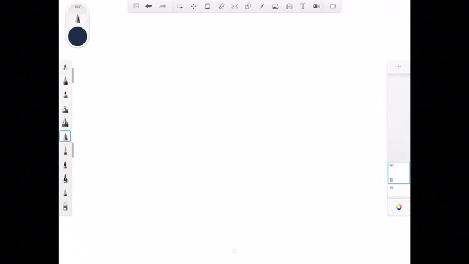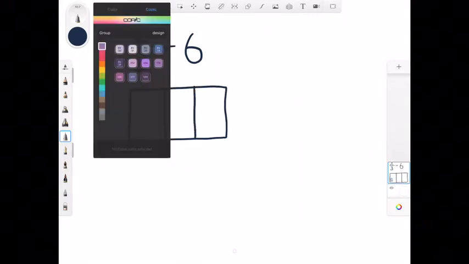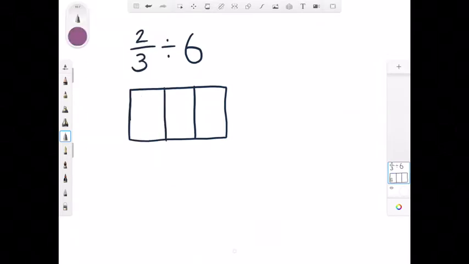So let's say we have 2/3 divided by 6. We have to think of this as, for example, 2/3 of a candy bar. So let's take our candy bar. We're going to cut it in thirds, and use another color. So we have 2/3 of a candy bar. We don't have this last part right here. We're going to now share it with 6 people.